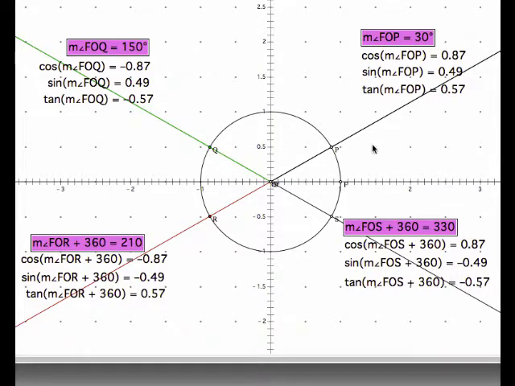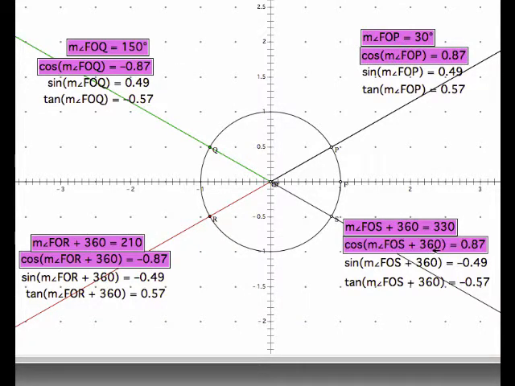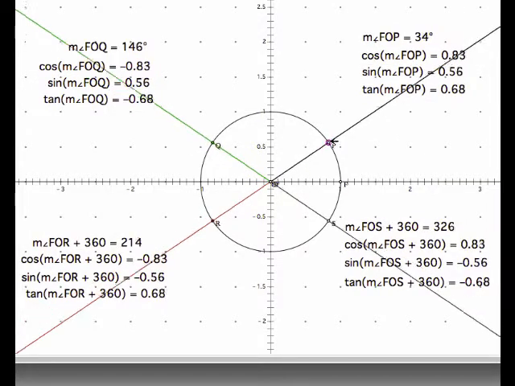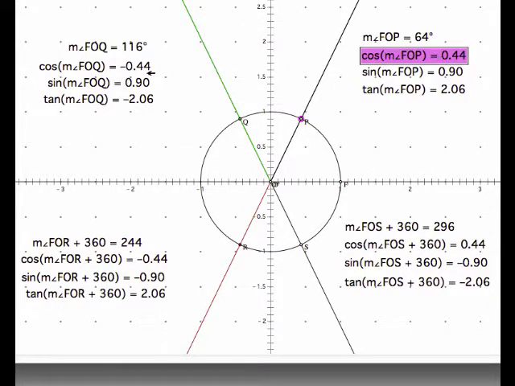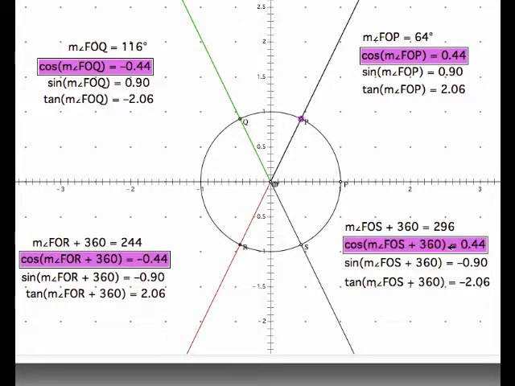And you'll notice that because these terminal arms are reflections of one another, the trig ratios, which are determined by the coordinates, are the same or opposites. The cosine ratios are all 0.87 in this case, plus or minus, and so on. And if I change the angle but keep the reference angle the same, the ratios are the same or opposites. So angles with the same reference angle have the same or opposite ratios.